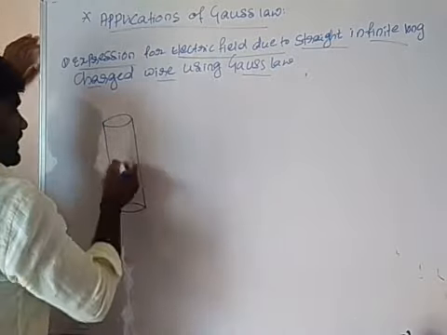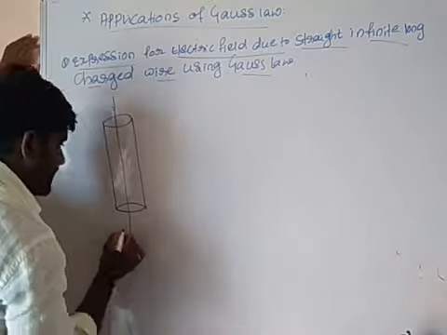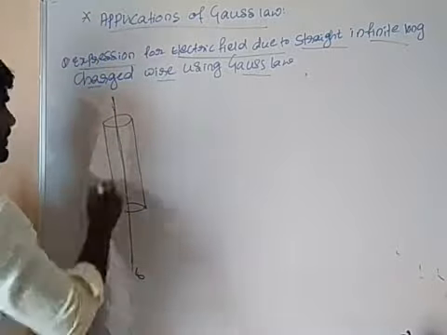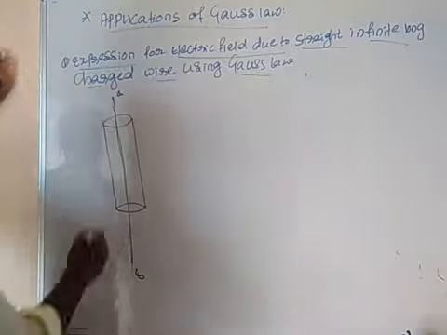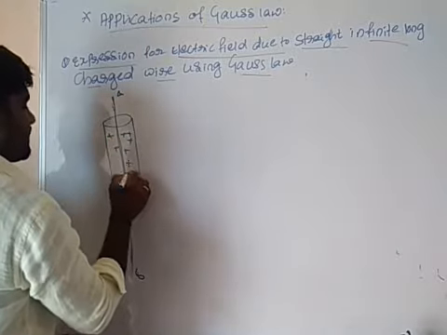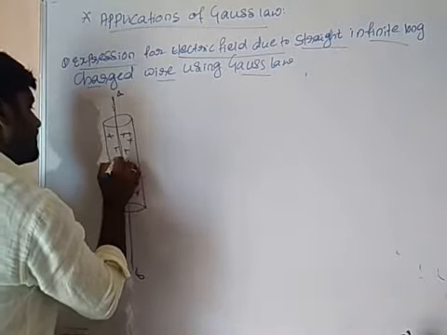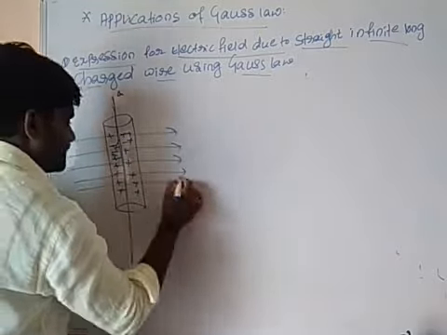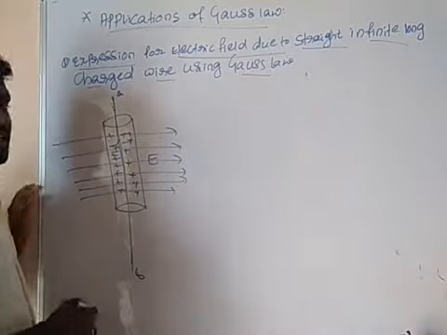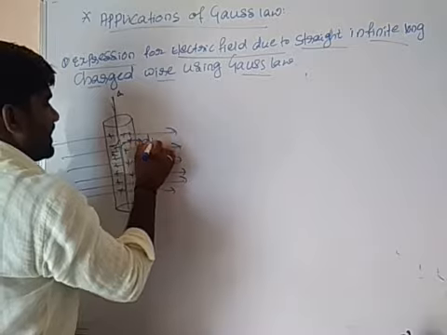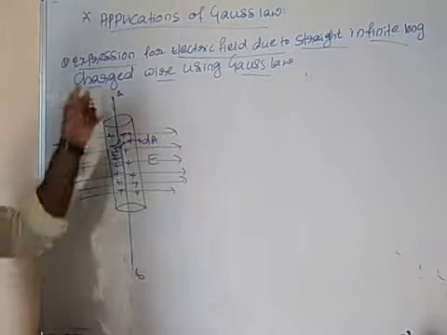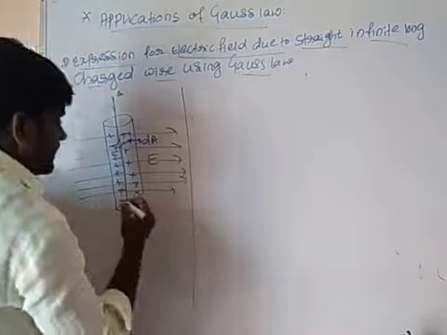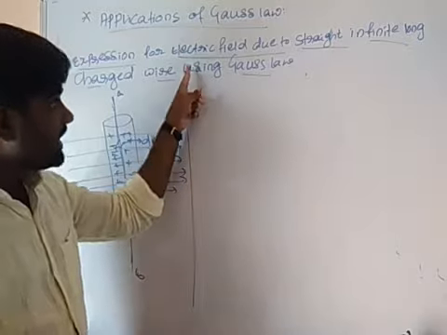It is to be like this. It is your cylinder. Inside the cylinder, I am keeping a long straight wire. It is very, very long, up to infinity, and here also up to infinity. Here will be your positive charges. Along this direction will be your electric field. This area of the wire is taken as dA. Then we have to calculate the electric field.